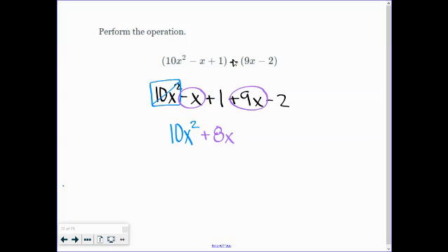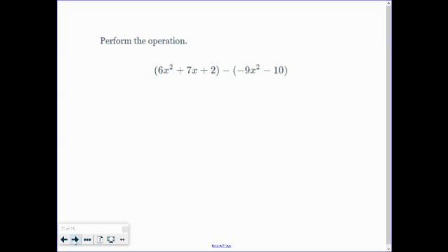And then lastly, I'll put a triangle around numbers. I've got positive 1 and negative 2. Those will combine to give me negative 1. All right, and that is adding. That's adding. Now we're going to do 2 subtracting.